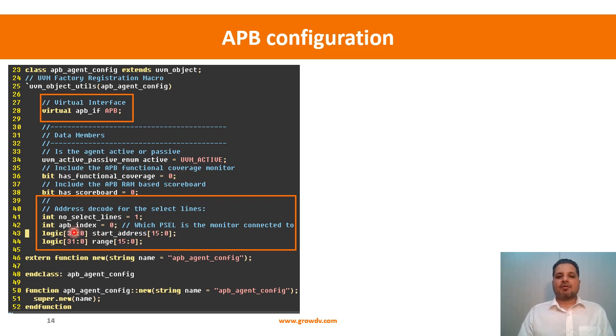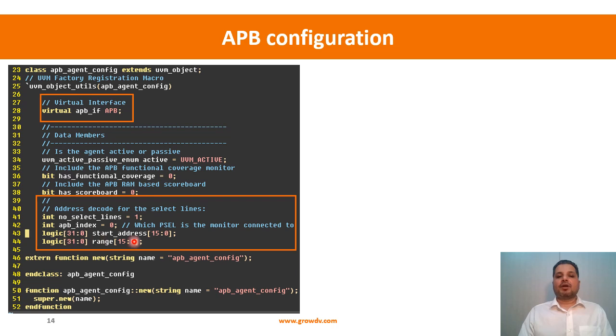If it is only a passive agent, then only the monitor gets instanced. If it is an active agent, then the driver also gets instanced. And then we have these additional configuration parameters where we are saying the number of select lines is equal to only 1, and the APB index is equal to 0, which is the P cell for which we intend to connect our slave.